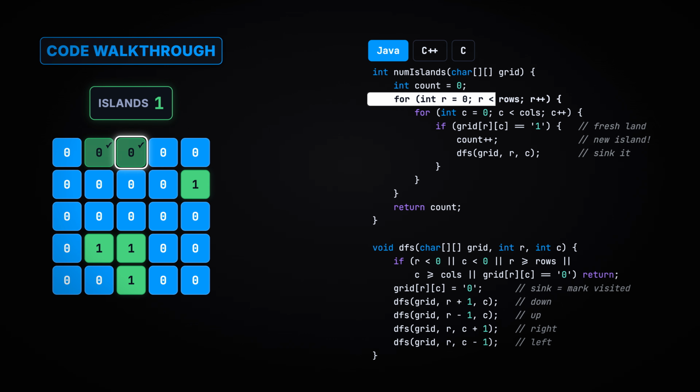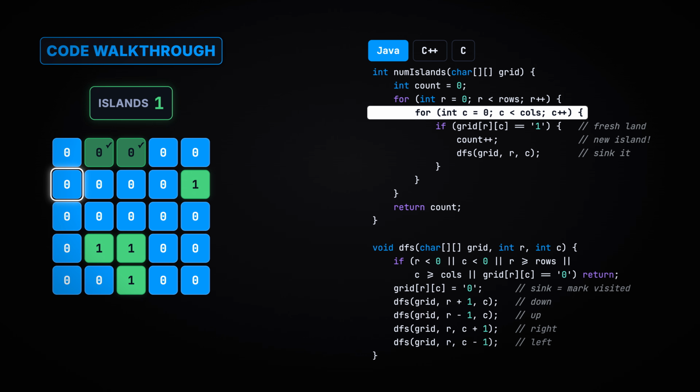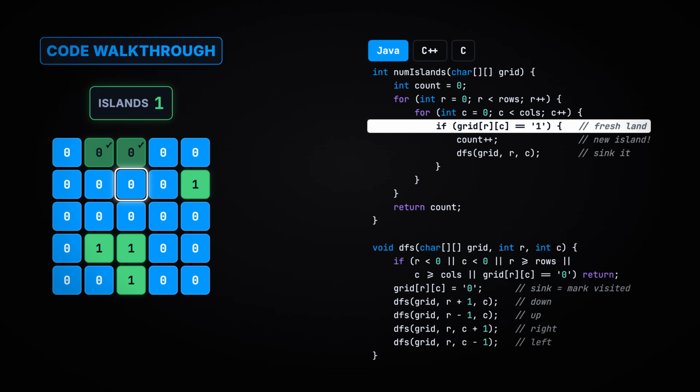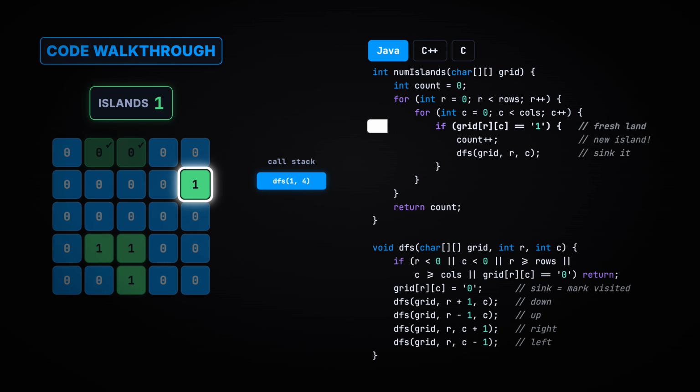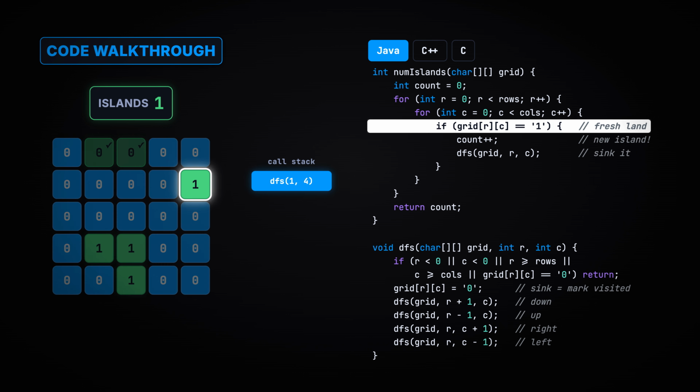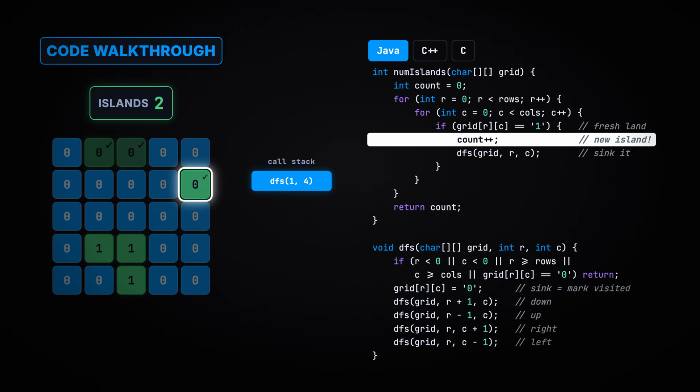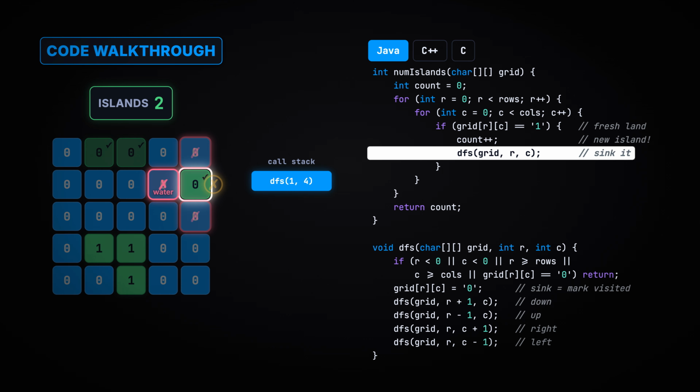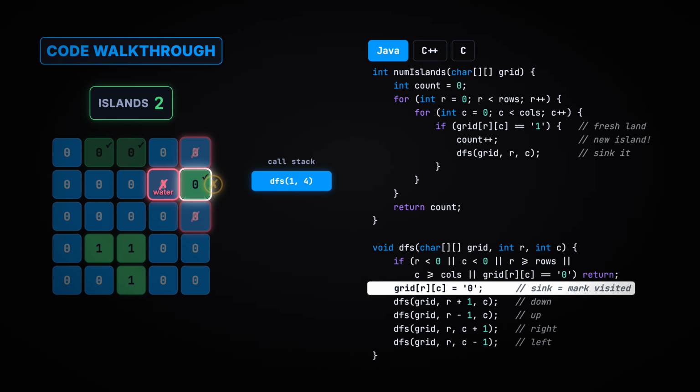Back in the loops, the scan continues. The cells we sank are zeros now, so the if line stays false. We skip them. No double counting. The cursor reaches the lone cell on the right, fresh land. Count becomes 2. DFS sinks it. Every neighbor is blocked, so the single call returns at once.